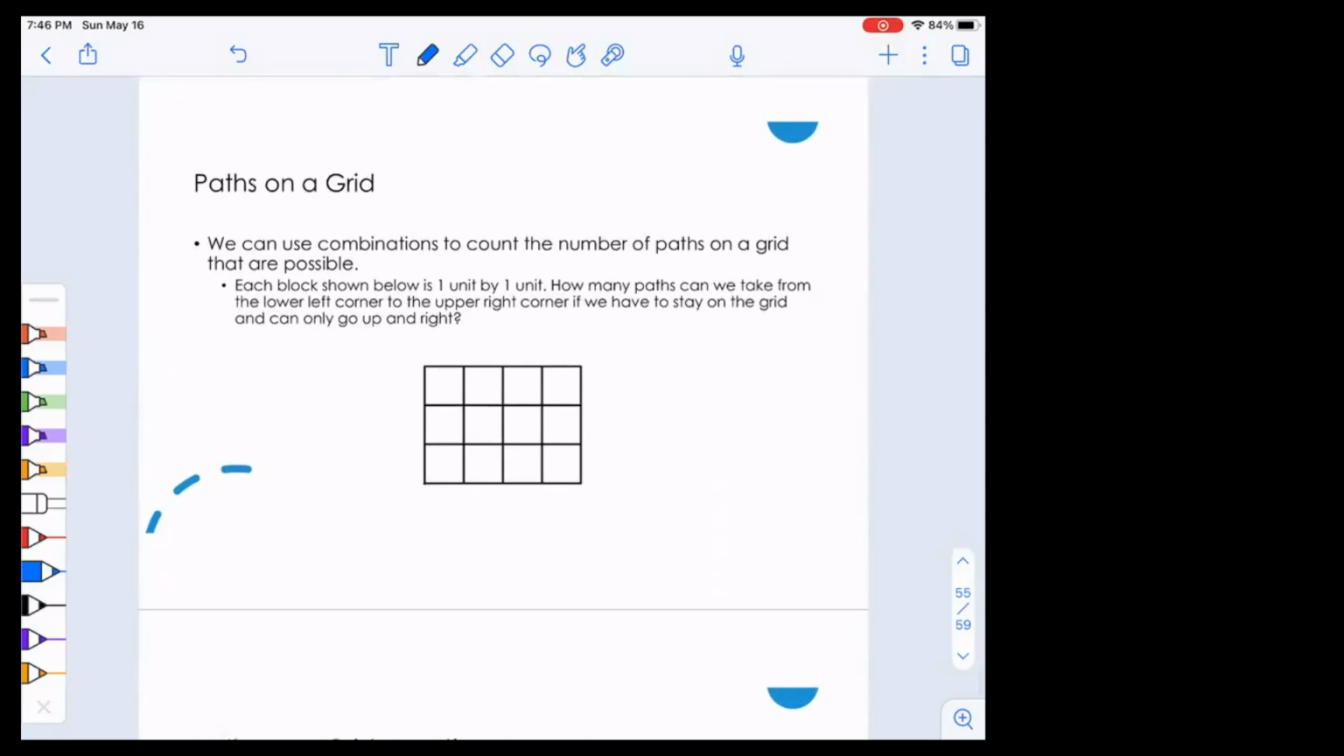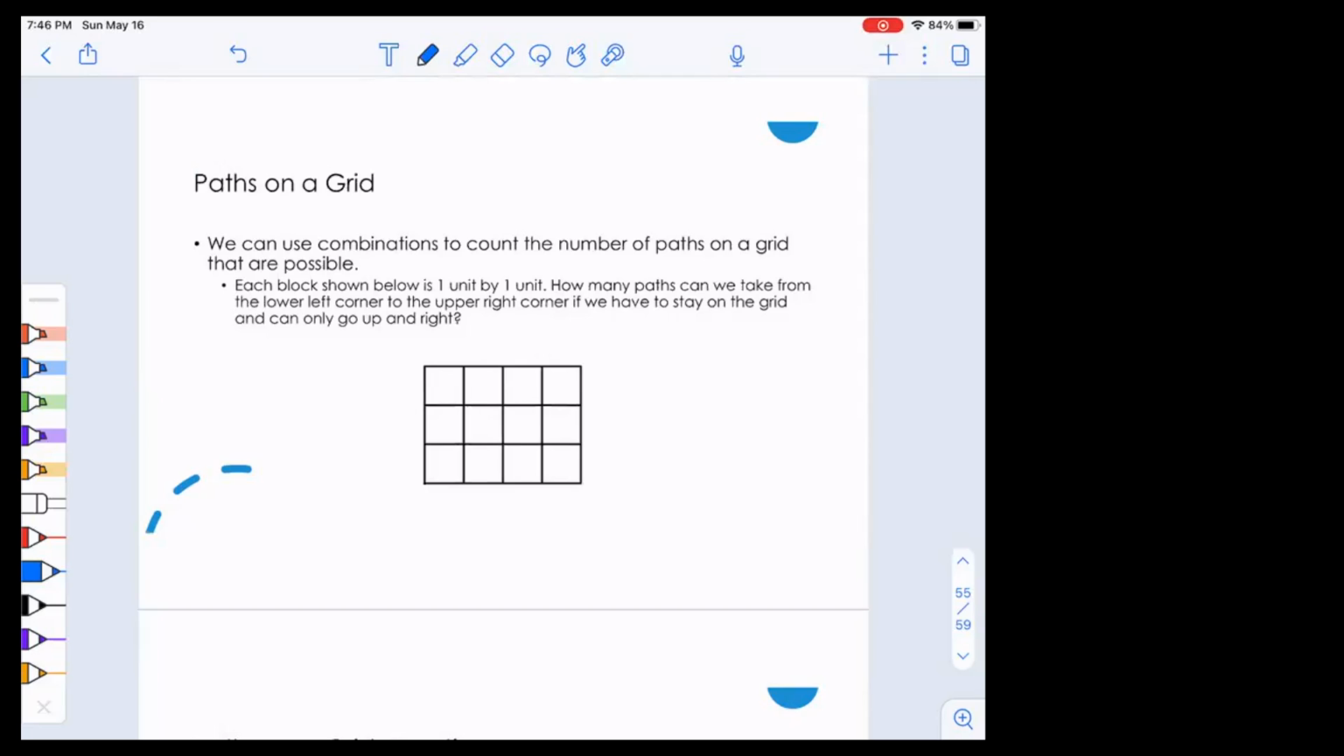So now we're going to learn paths on a grid. We can use these to count the number of paths to go up on a grid. Each block shown is 1 unit by 1 unit. How many paths can we take from the lower left corner to the upper right if we had to stay on the grid and can only go up and right?